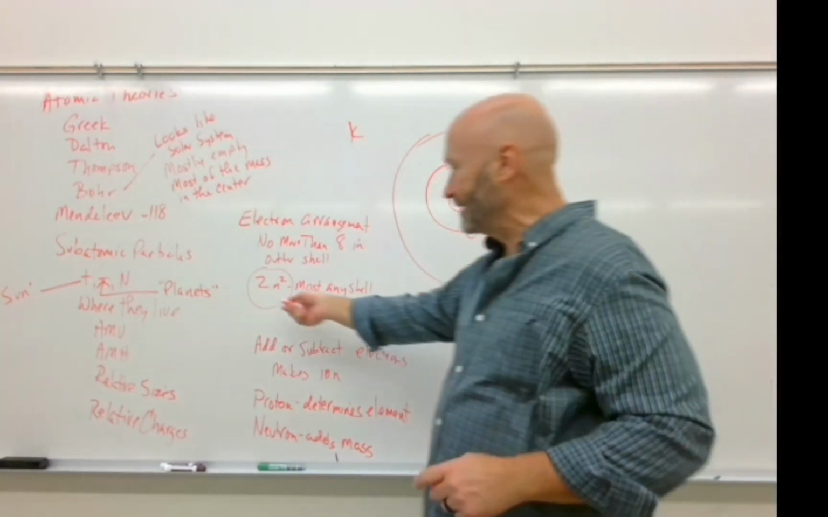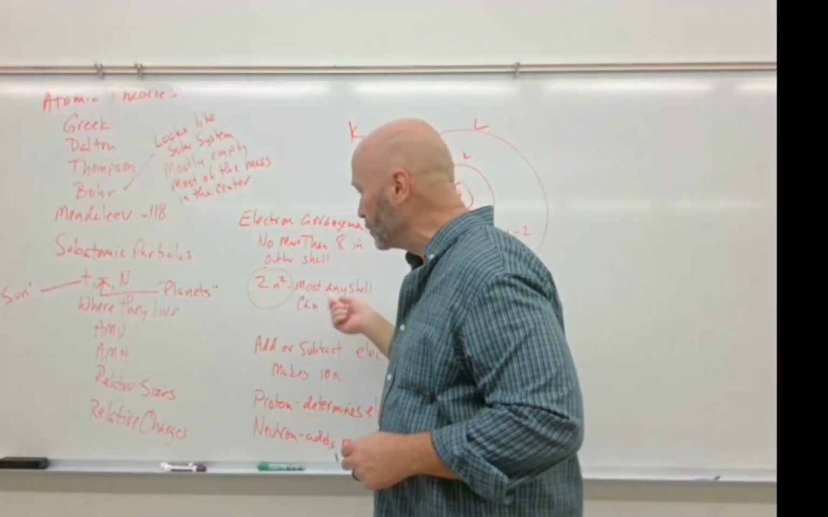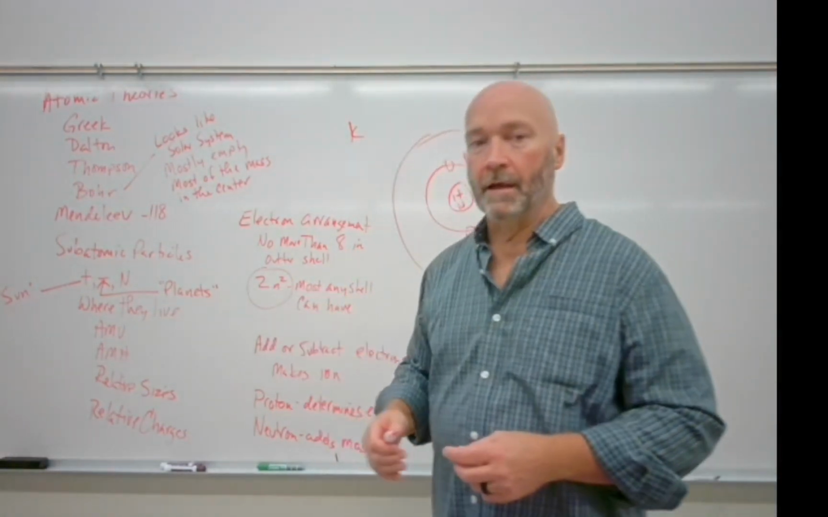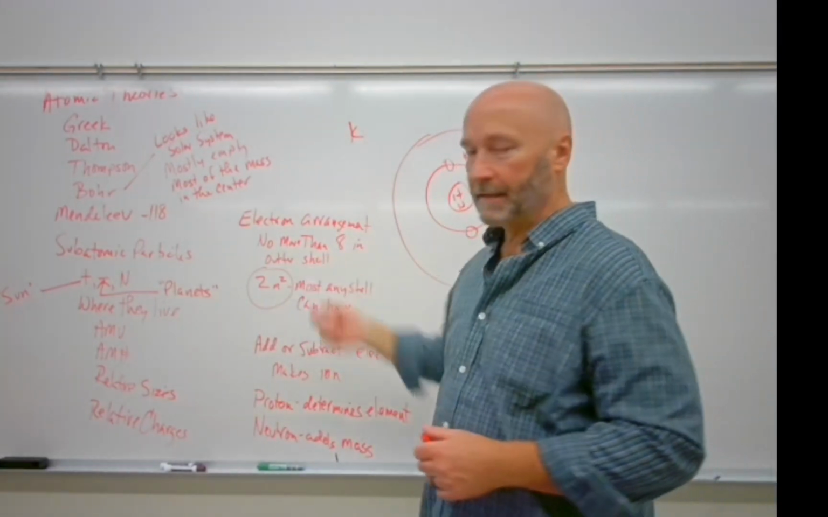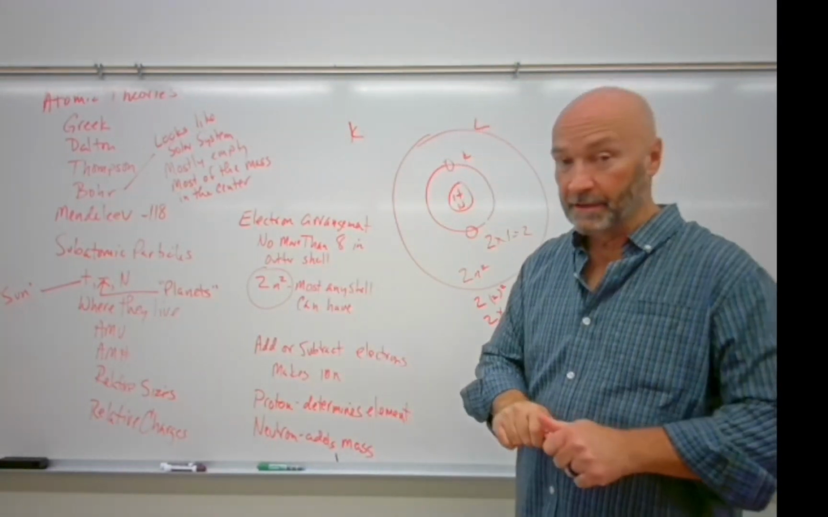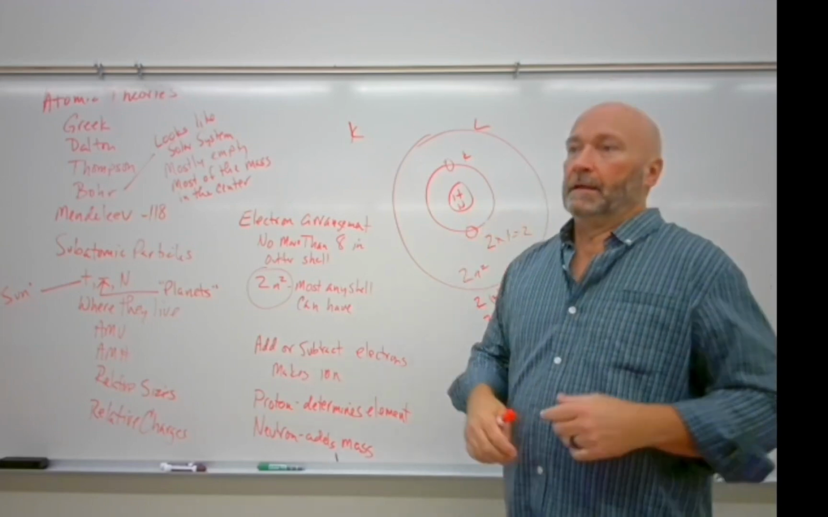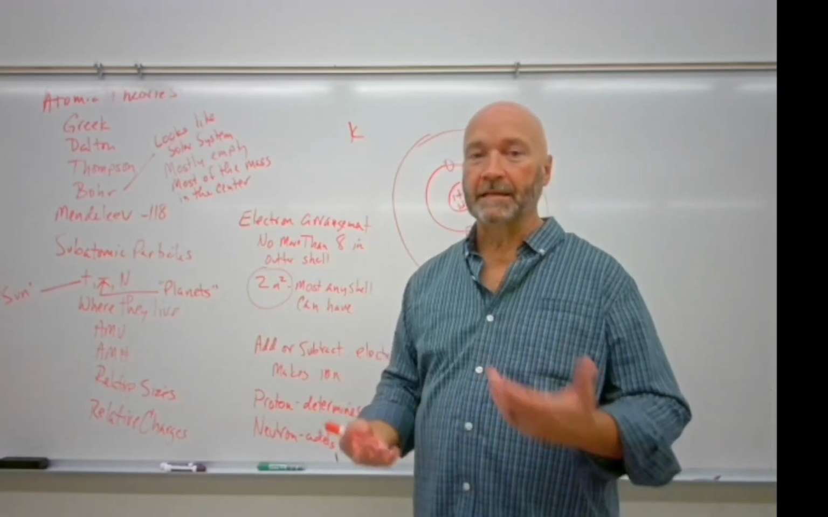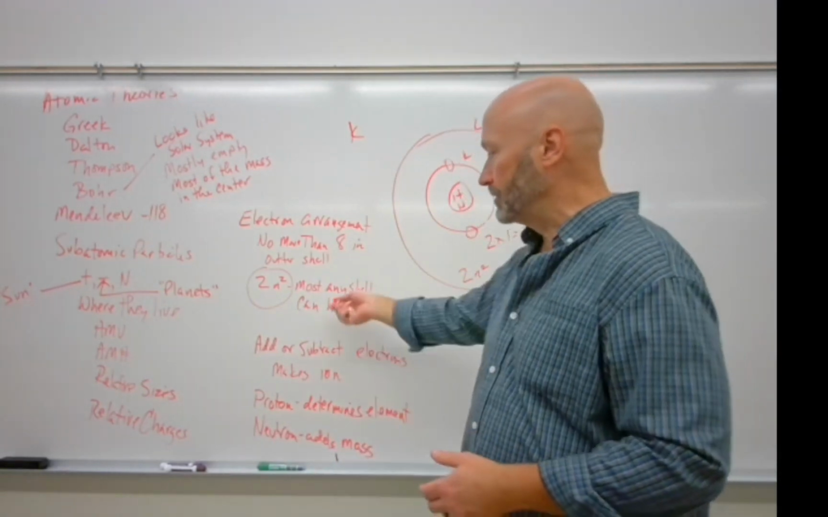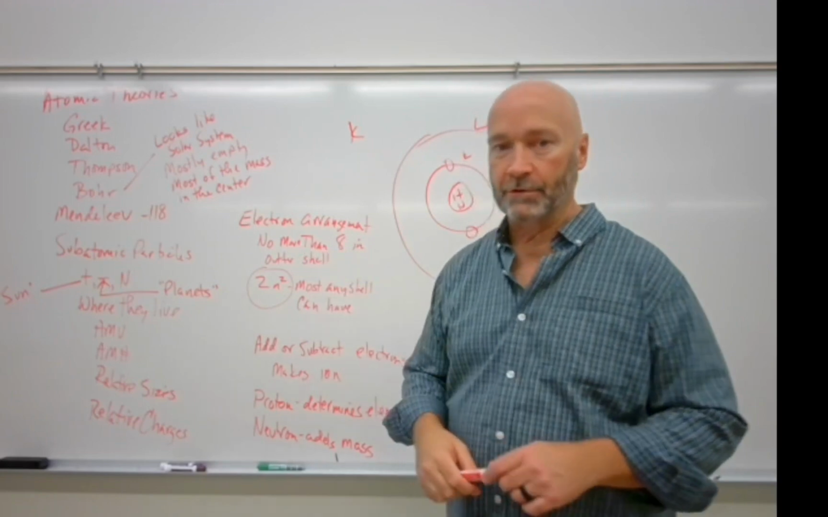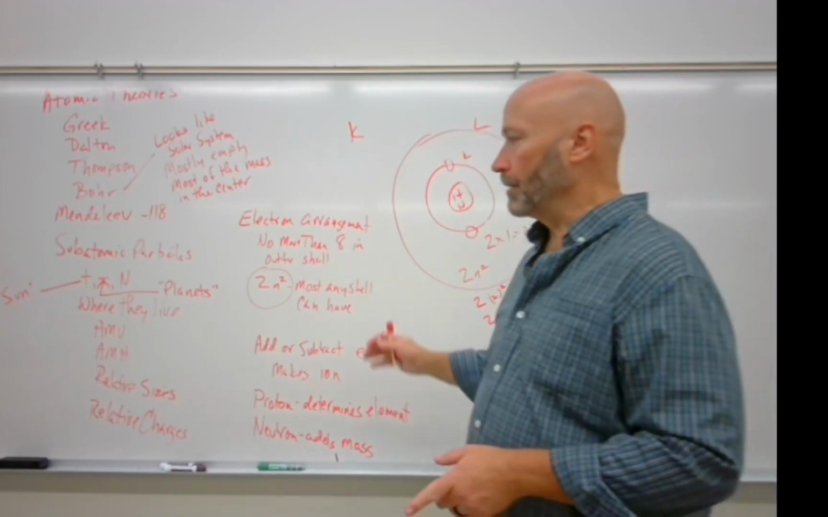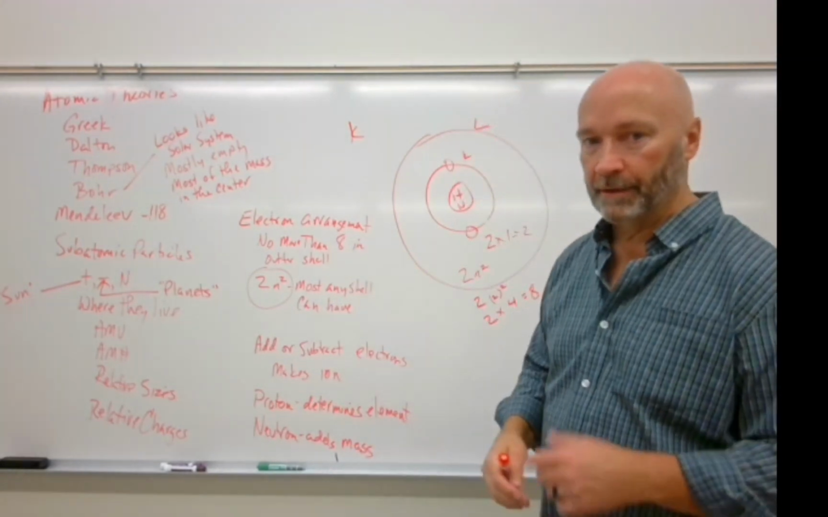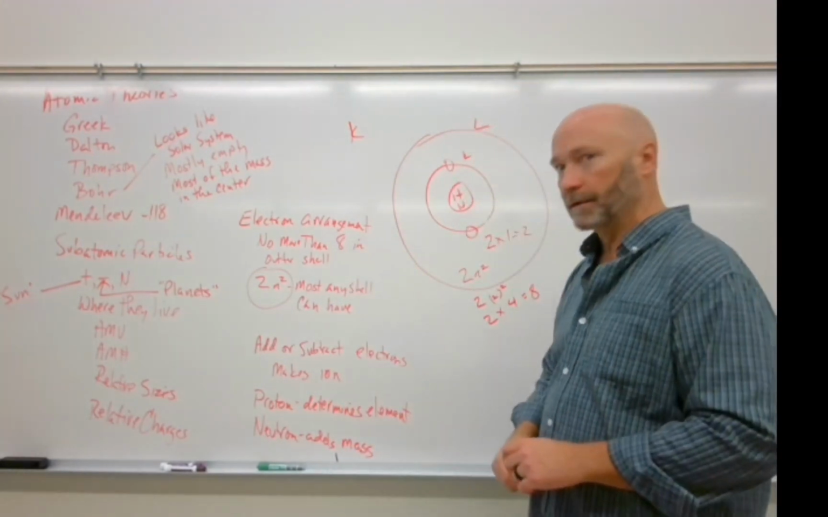So just keep on going like that. What this tells us is that the most we can have in any shell is 2n squared. But we can never have more than 8 in an outer shell. It's just something you've got to file away. For this class, there's no reason to dig into exactly why that is. Also, our most stable state would be to have 8 in the outer shell. That's going to play a part in what we're going to talk about in just a little bit.